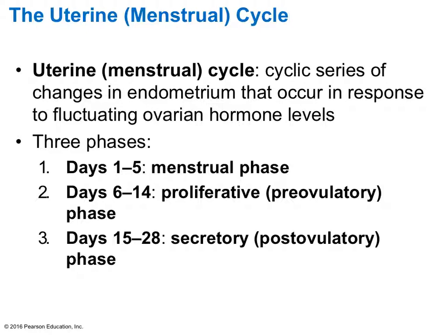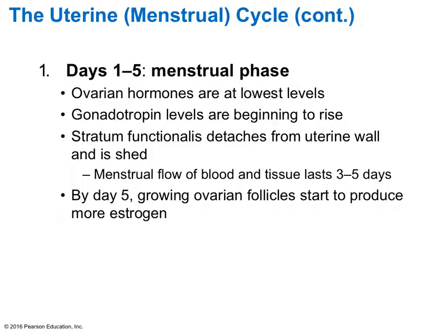The uterine or menstrual cycle follows the events that are occurring in the uterus that correlate with what's happening in the ovarian cycle. There are 3 phases to the uterine cycle: the menstrual phase, the proliferative, and the secretory phases. In the first 5 days of the uterine cycle, the menstrual phase, there's a decreased amount of ovarian hormones. So estrogen and particularly progesterone that are being made by the corpus luteum are decreasing because the corpus luteum has degenerated. So lack of progesterone is going to cause stratum functionalis to be shed from the uterine wall.